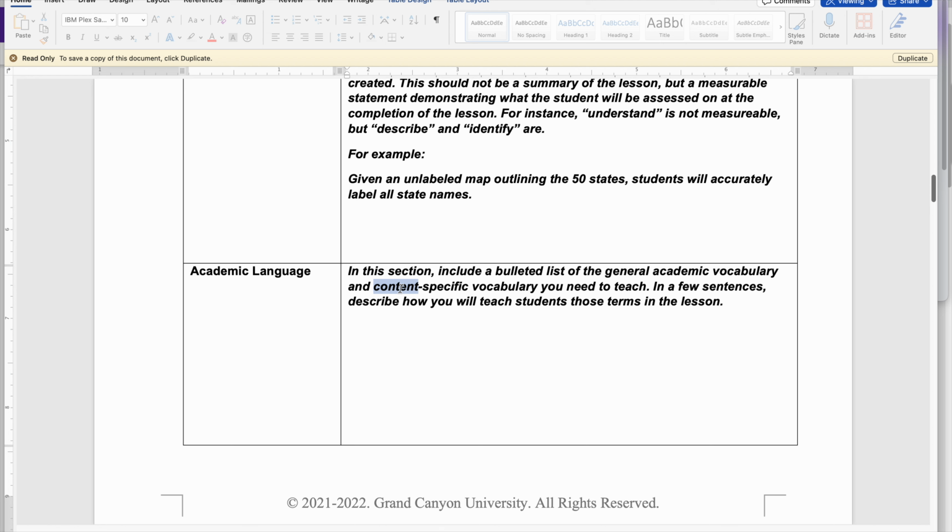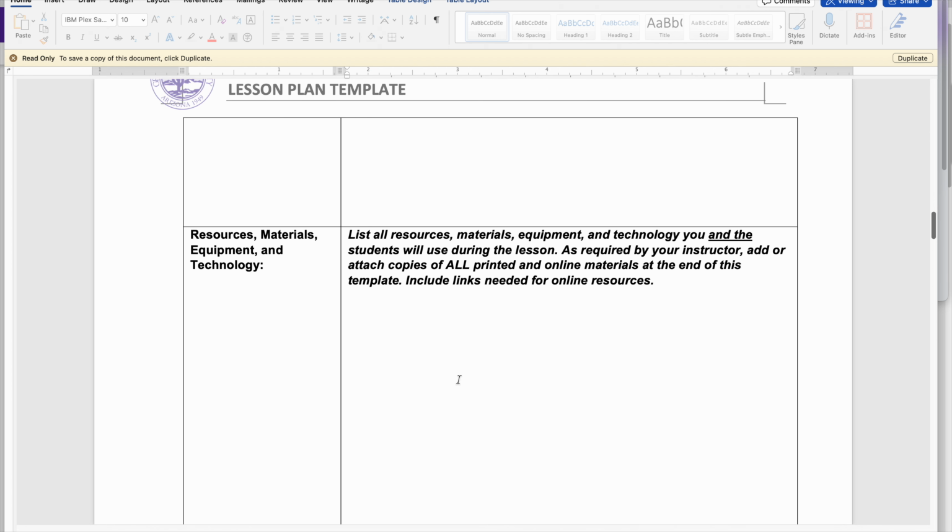In the academic language, it's just, are there vocabulary words? So if you're studying the mean, which is a vocabulary word, you're going to put mean and give me a definition. Then you're going to put median and give me a definition. And then you're just going to tell me, how are you going to teach that? Are you going to put them on the board for students to copy? Are you going to do something that's an interactive game? How are you going to teach those terms that you need?